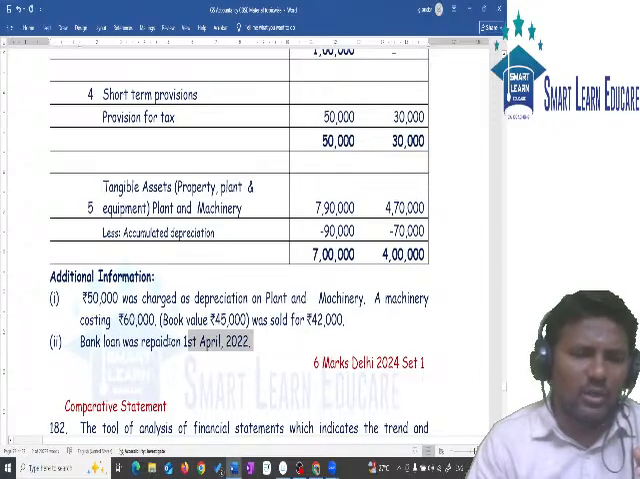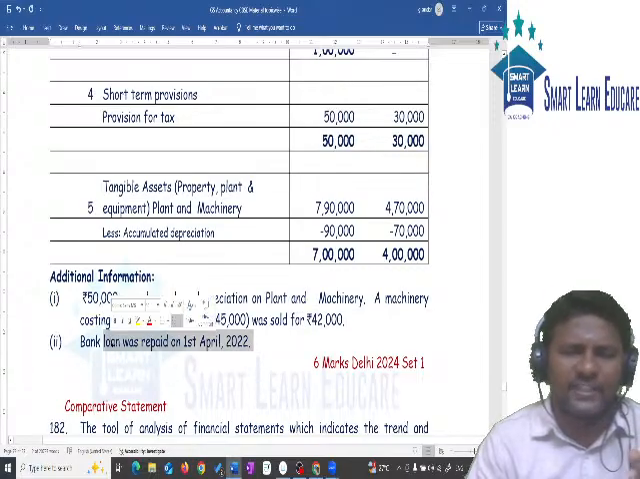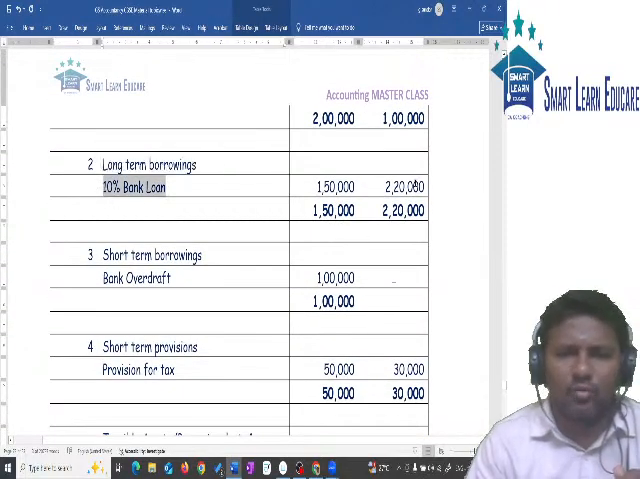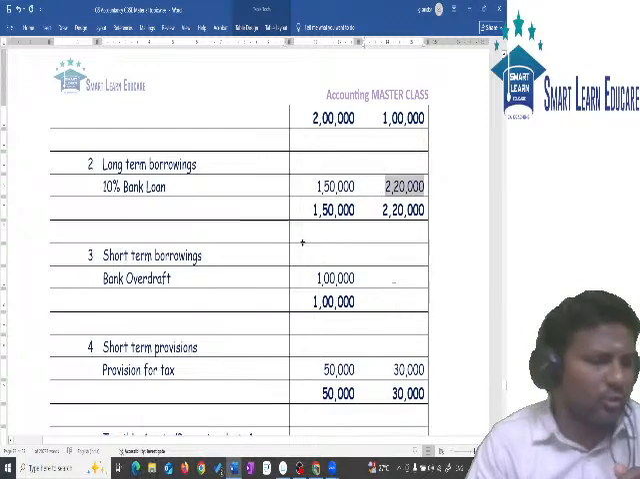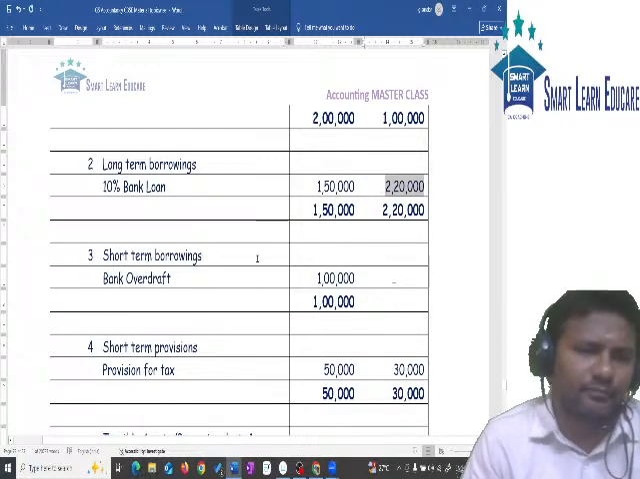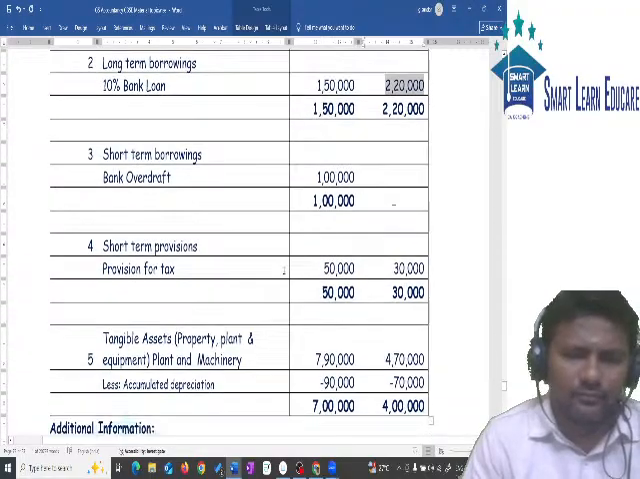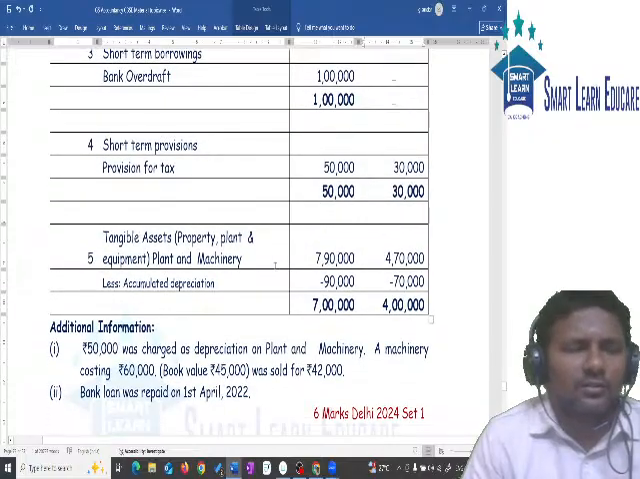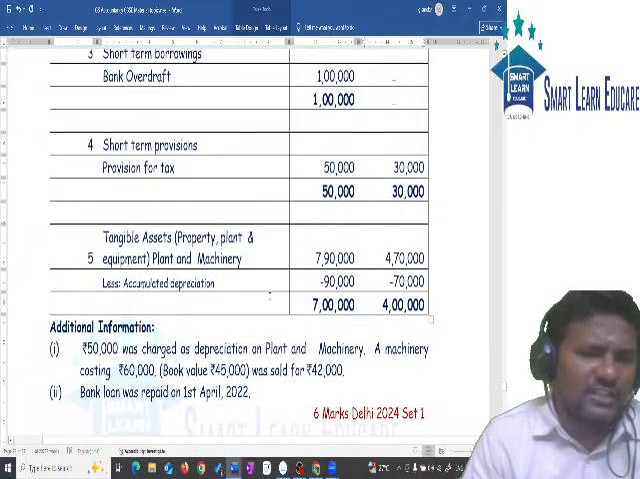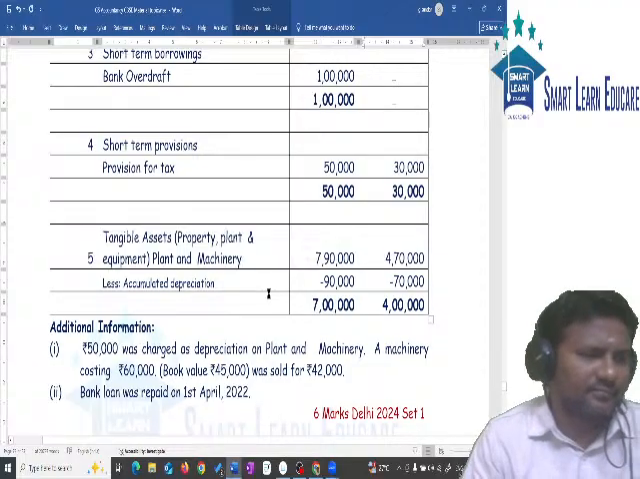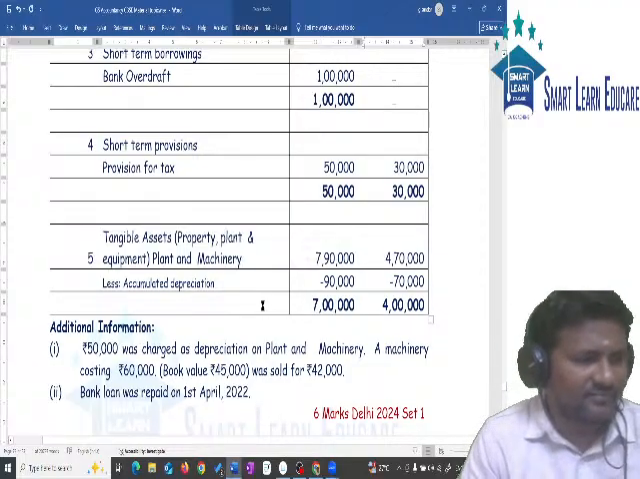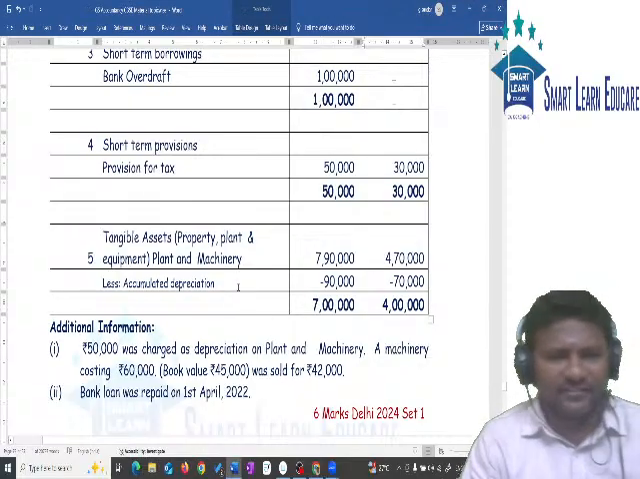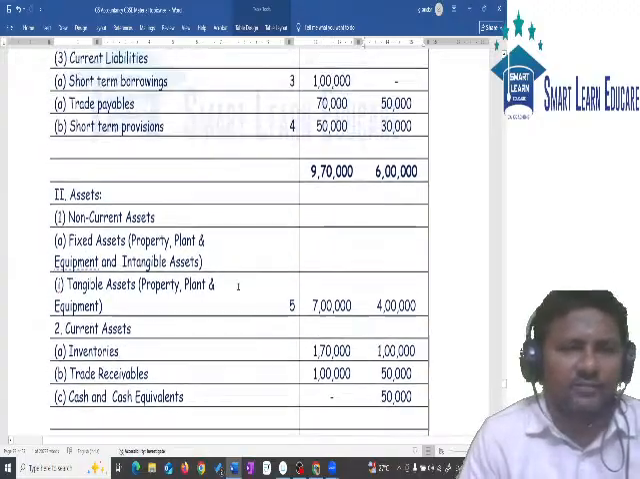42,000. Bank loan was repaid on 1st April 22. Bank loan is at 10%, and the loan was repaid on what date now? 1st April 22. So these are the things given in the question. Okay? Can we do only investing and financing, or solve all three? All three. Okay, fine. We'll solve all three.